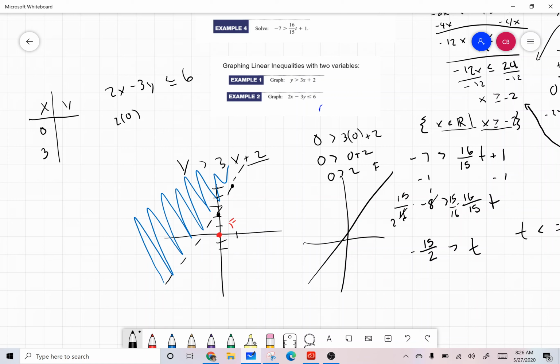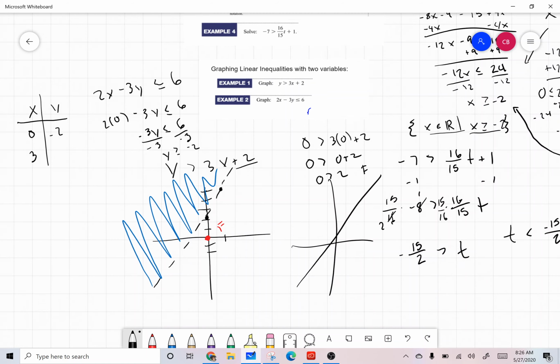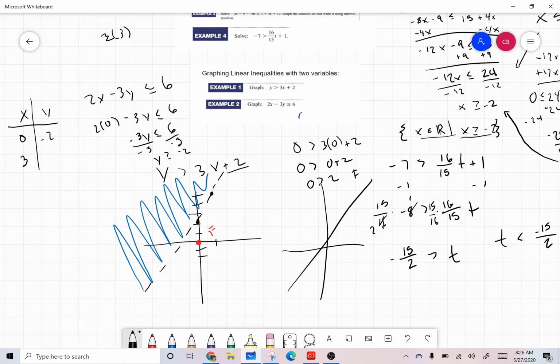2 times 0 minus 3y is equal to 6. So that tells us negative 3y is equal to 6, which says divided by negative 3, divided by negative 3. This tells us y is equal to negative 2. The inequality symbol doesn't matter, we're just looking for points. If I use 3 for x, then I have 2 times 3 is 6, minus 3y equals 6, which says minus 3y equals 6 minus 6. Negative 3y equals 0, which is y equals 0. So this is 0.